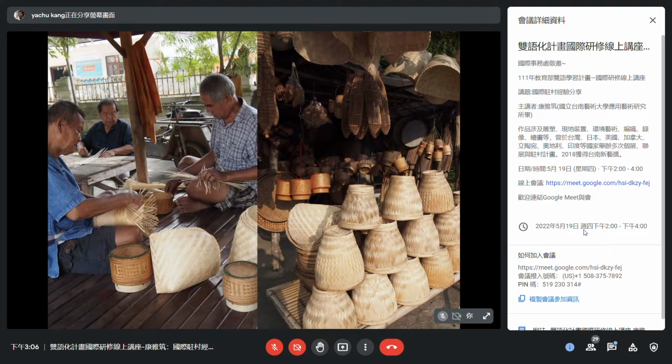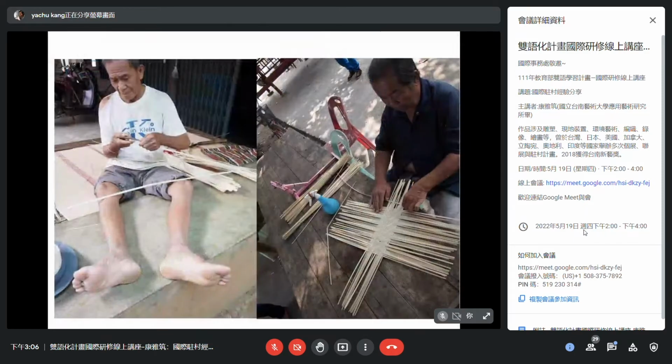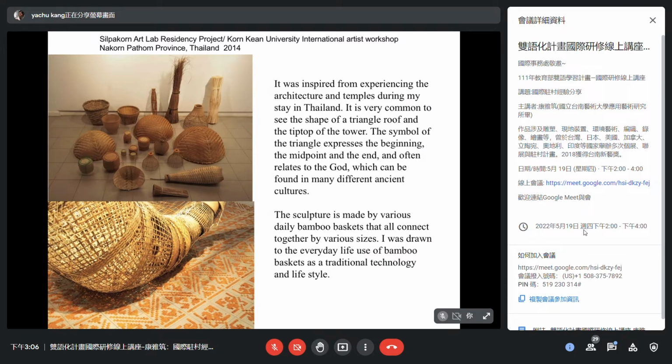And I was also doing some field research and I saw so many baskets used in their daily life. So my work was inspired by the experience, the architecture and temples during my stay in Thailand. It is very common to see the shape of a triangle roof and the top of the tower. The symbol of the triangle expresses the beginning, the midpoint, and the end, and is often related to the gods, which can be found in many different ancient cultures.